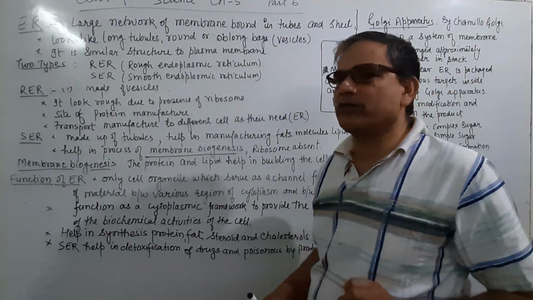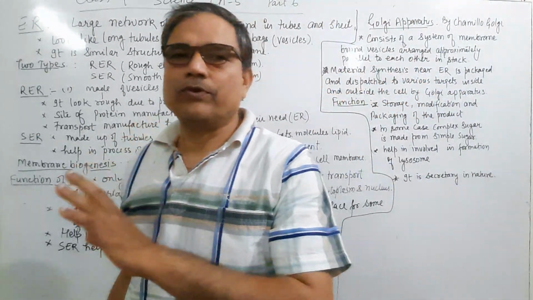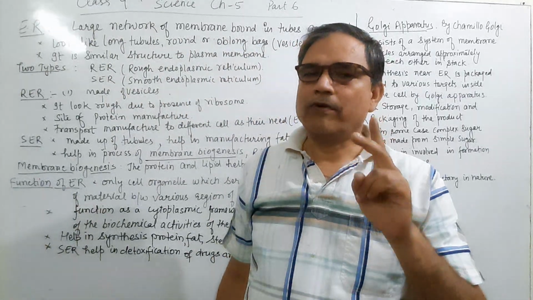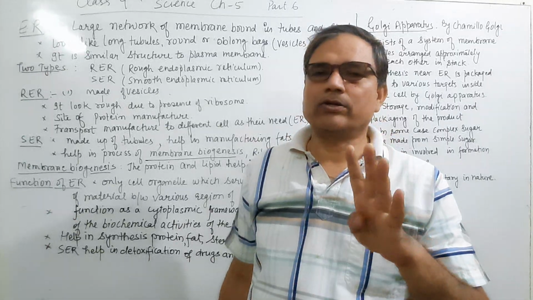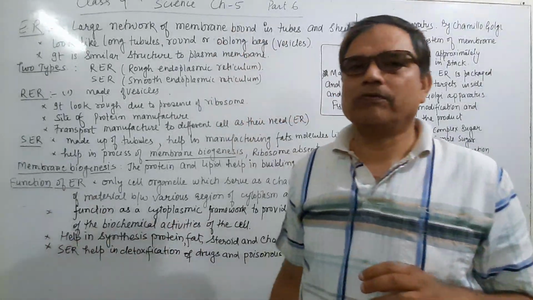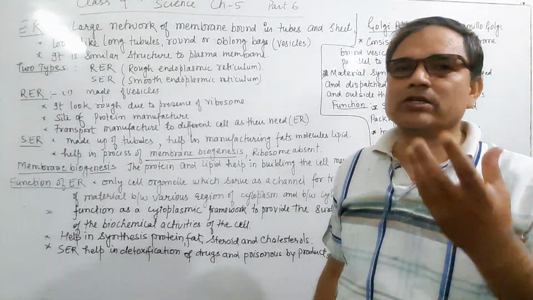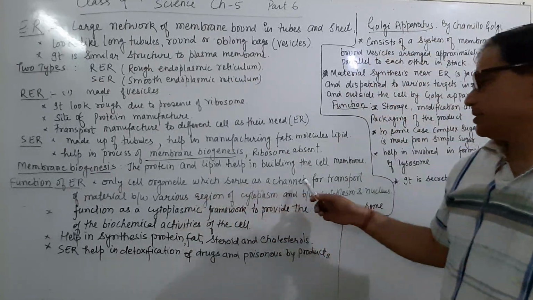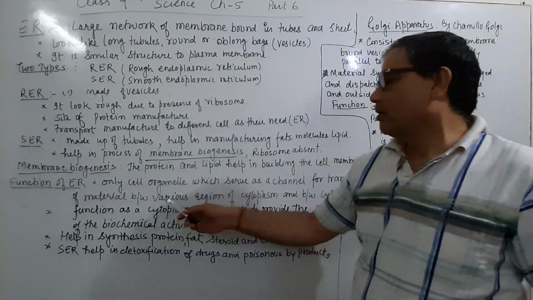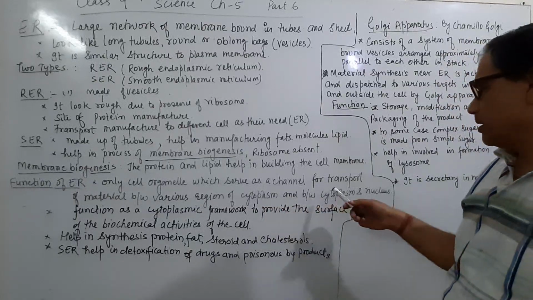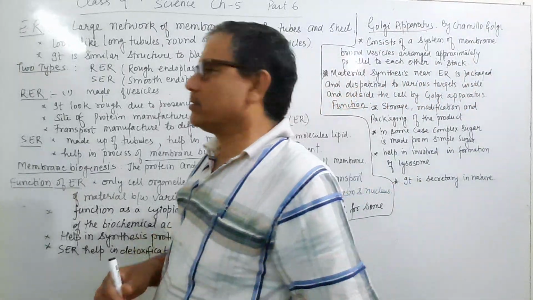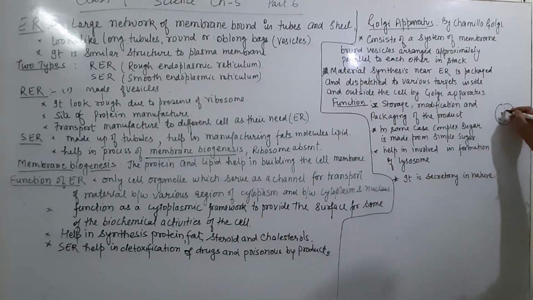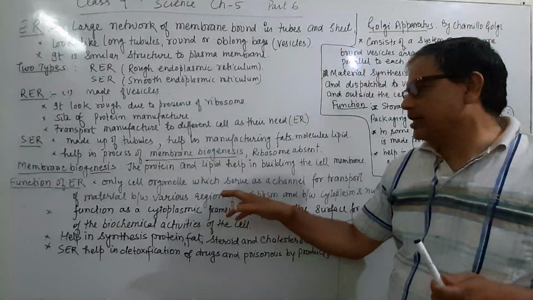And what are the functions of the endoplasmic reticulum? First, it synthesizes protein, fats, lipids, steroids and cholesterol. These are the functions, to manufacture and synthesize. It also serves as a channel for the transport of material between various regions of the cytoplasm, and between the cytoplasm and the nucleus.